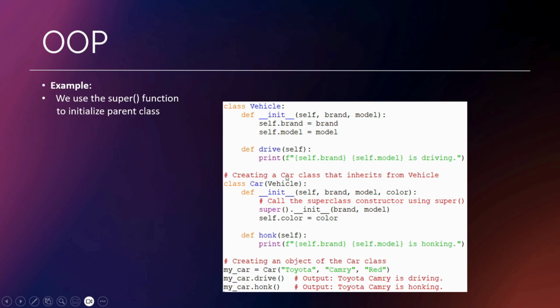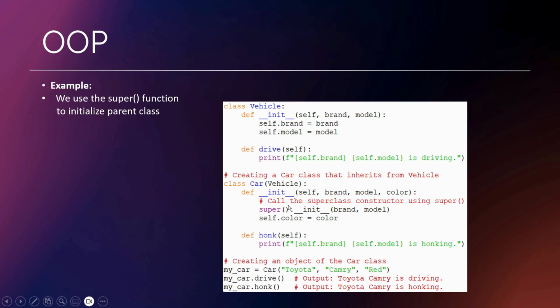So how do we represent inheritance? When we define a class, inside the parentheses we write the name of the parent class. Okay, now the parent class and the child class both have constructors, so when we create the object of this class car, since it is inheriting from the parent, this constructor also needs to be called.